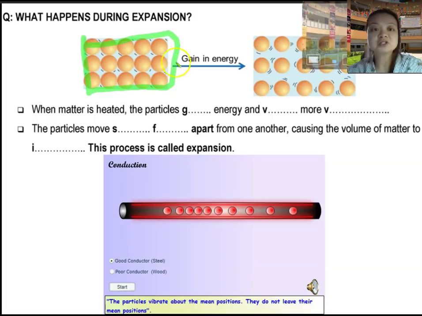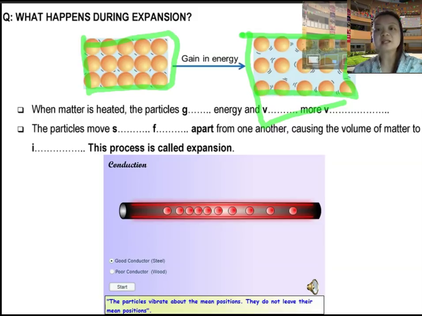This is the original volume, right? Now look at what happens when it expands. It actually occupies more space. And why is that so? Because the particles are moving further from each other, because they have now gained energy. Originally the particles were very close to one another, touching each other. But when it is being heated, the solid actually expands.